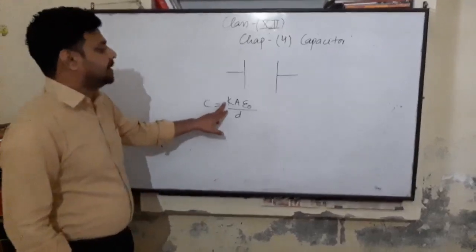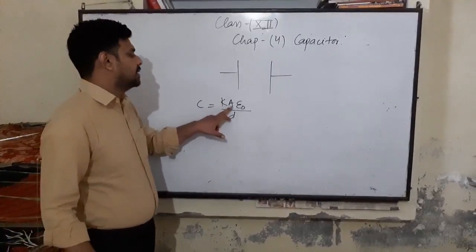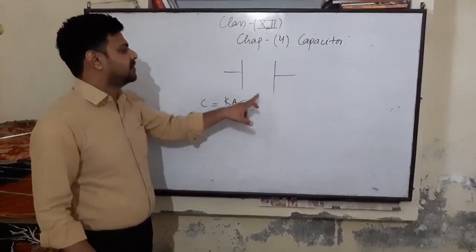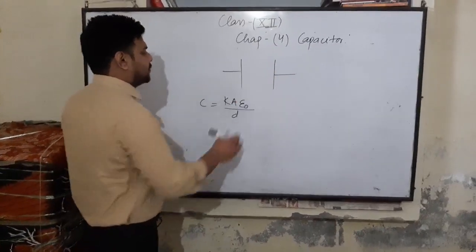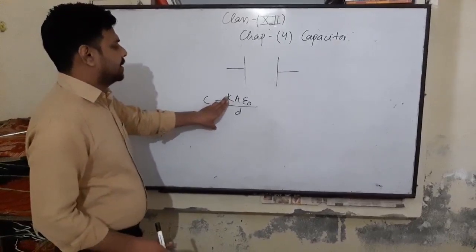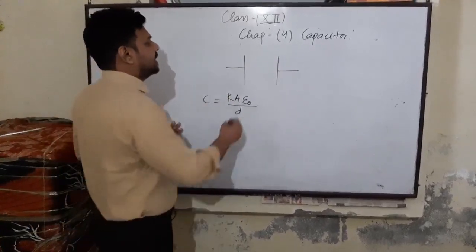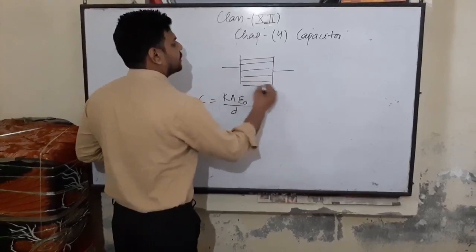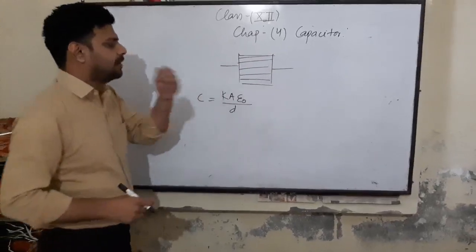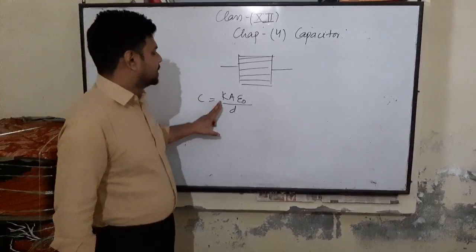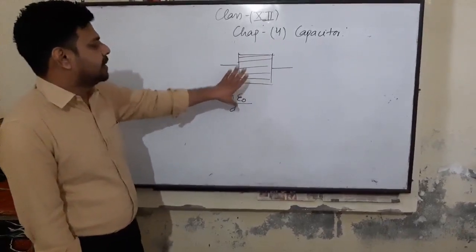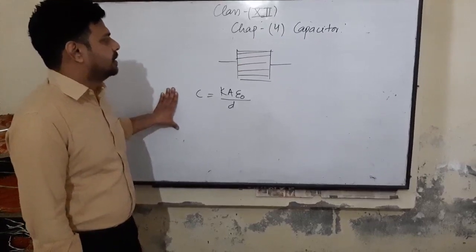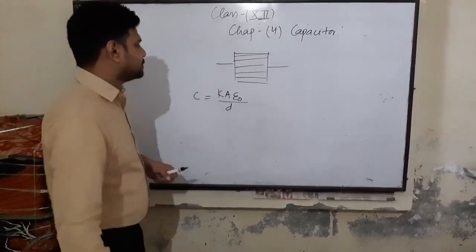C is equal to K, the dielectric constant, times the area of the plate, epsilon naught, divided by D, the distance between the plates. In this formula, the dielectric is filled completely in the space between the plates of the capacitor. This dielectric medium is completely filled between the plates of the capacitor.